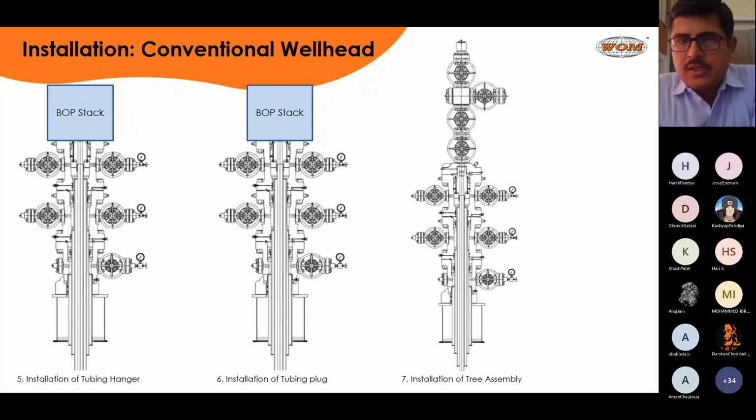Once the BOP stack is removed, then we install the Christmas tree assembly and the tubing head adapter above it. After the installation of the adapter and the Christmas tree assembly, we can take out that tubing plug, because now we have the gate valves in place. In case of any kick or the production coming out, we can always close these gate valves to stop the production. So now measures have been taken to control the production fluid.